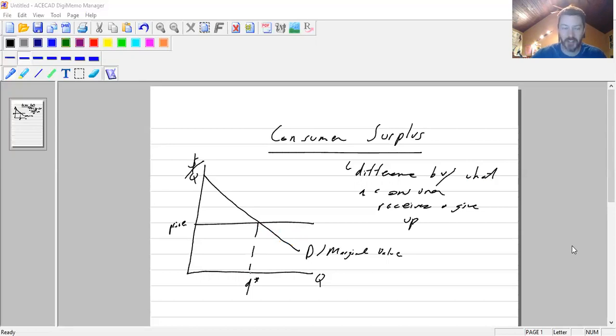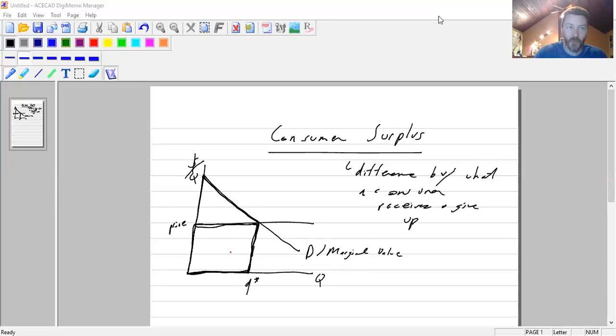So the consumer purchases at Q star, and then the total value the consumer receives for all these units is this entire area under the demand curve. This whole area, which I've made into a darkened trapezoid or whatever shape, is what the consumer receives in total. But the consumer gives up this much: just the price times the quantity. So this square at the bottom represents what the consumer gives up.